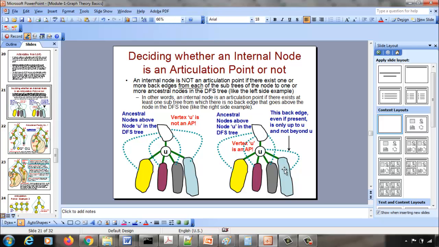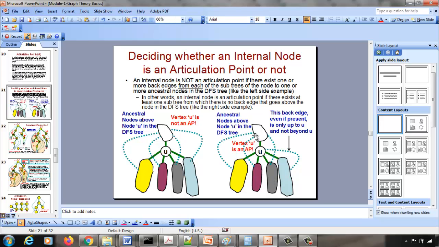So now if you look at this subtree, there is a back edge that goes only up to U. So that means if I remove U and all the edges associated with U, this back edge will also go away. Of course, all the 3 edges associated with U will also go away. So when we do that, this subtree gets isolated. The vertices that are part of this subtree will not be able to reach the other vertices in this graph. So U can now be called an articulation point, because removing U will cut off this subtree's vertices from the rest of the graph.